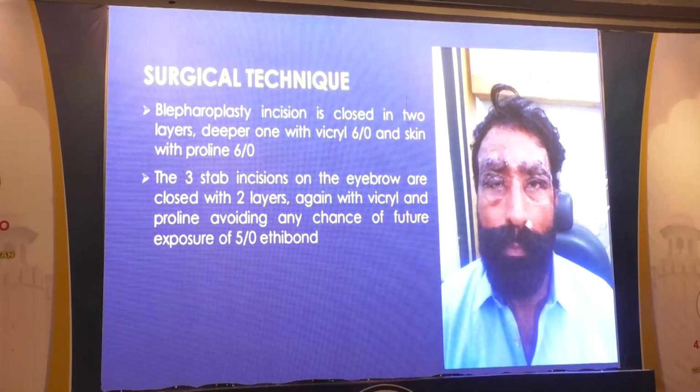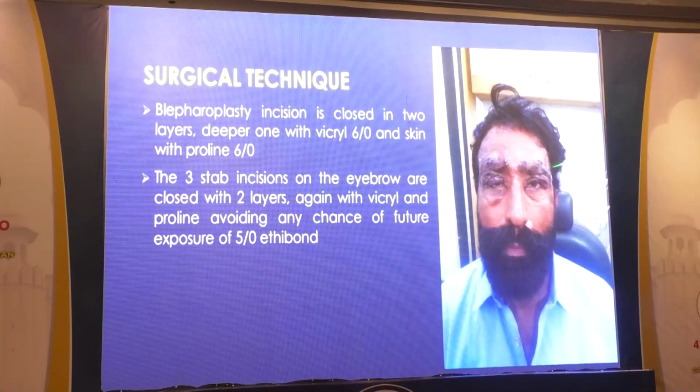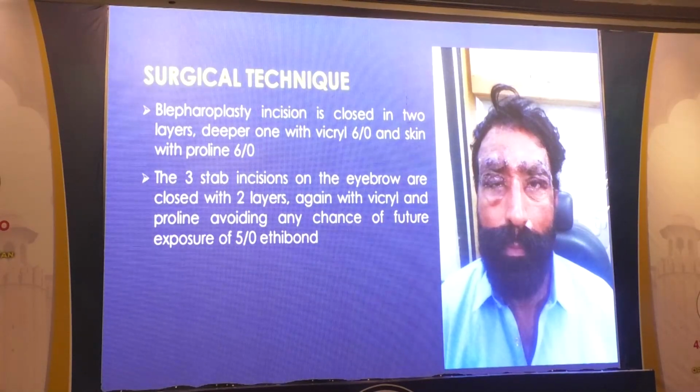Now, immediately after surgery, the next day, the picture will be like this. Small incisions on the eyebrow, 3 stabs, and then on the lid. And the sutures were removed after 10 to 12 days.